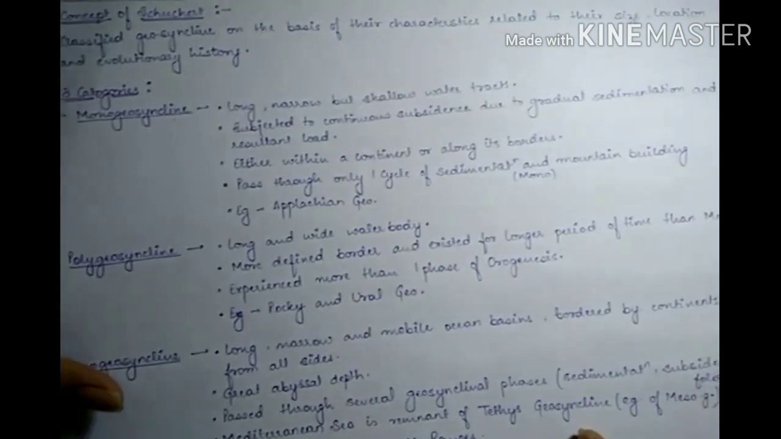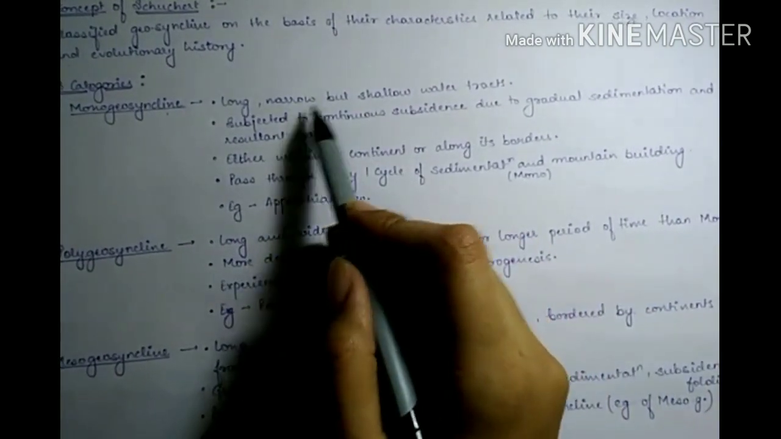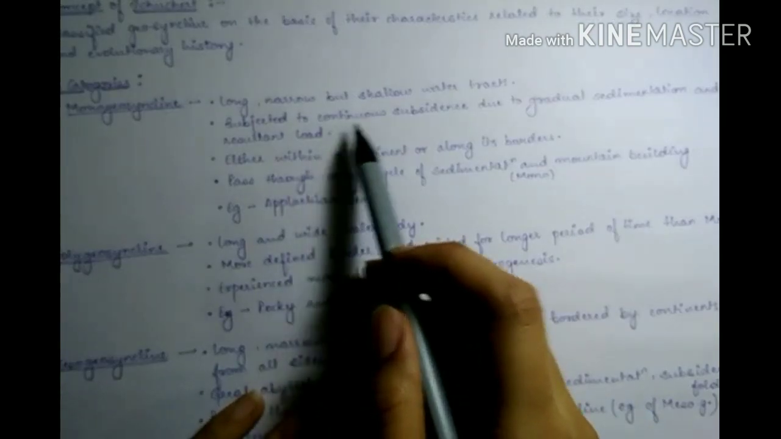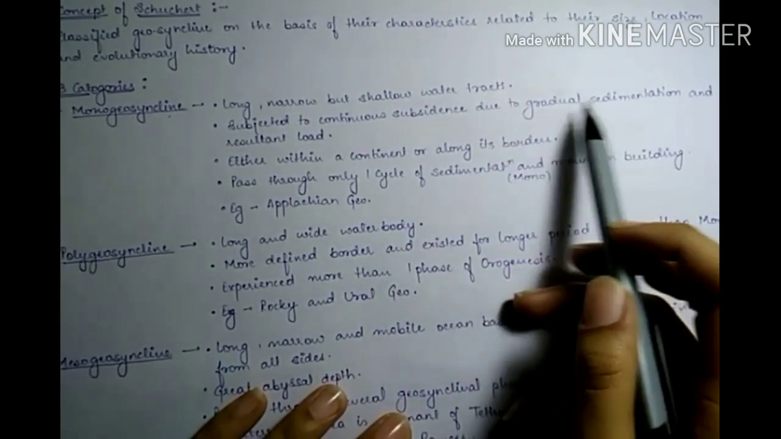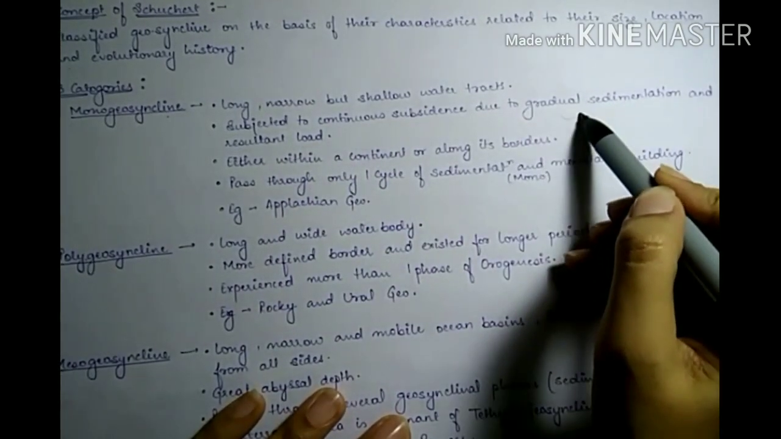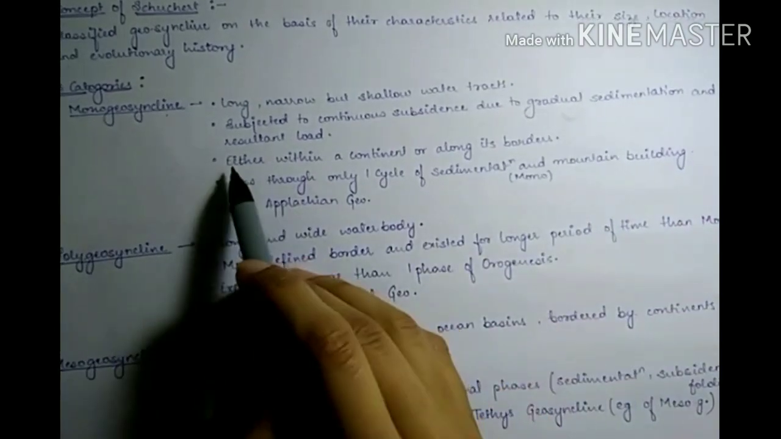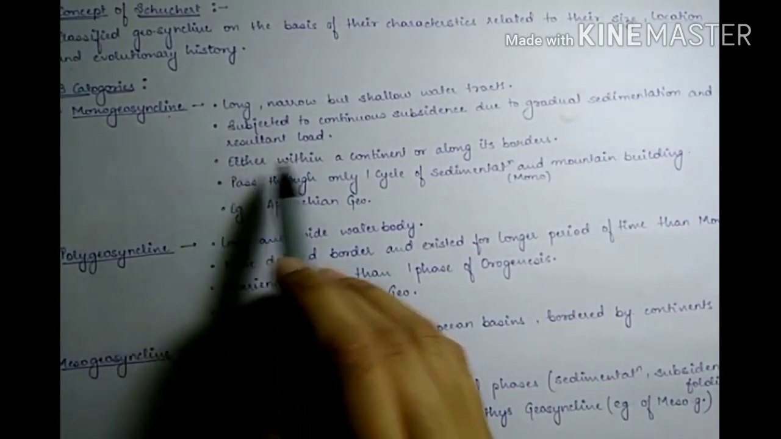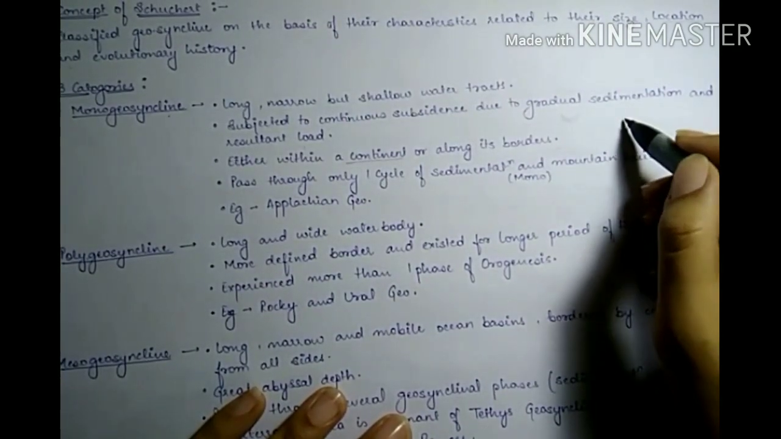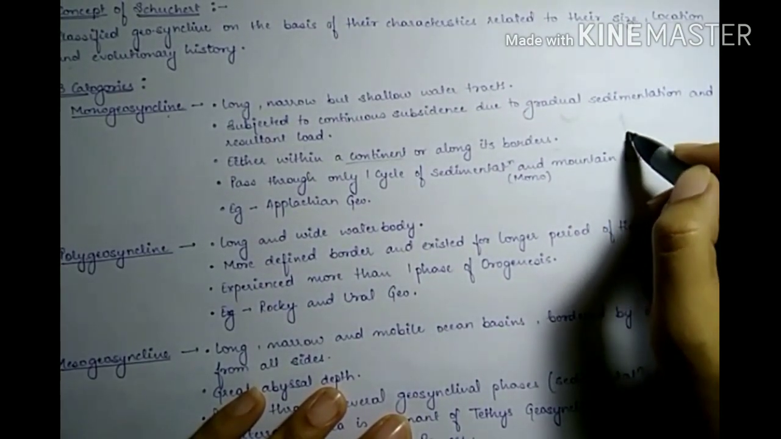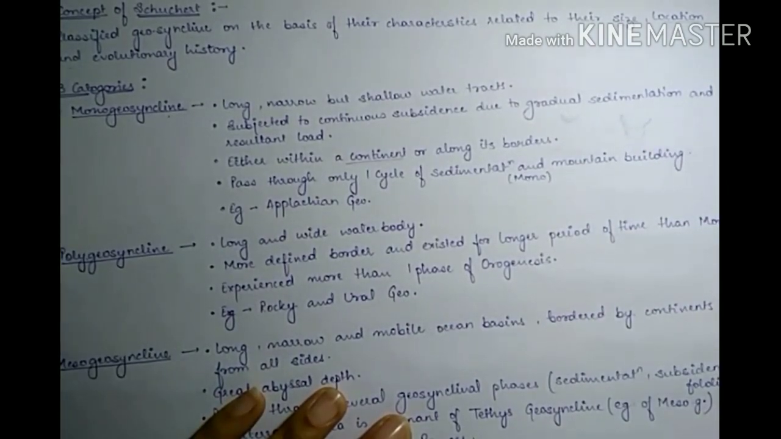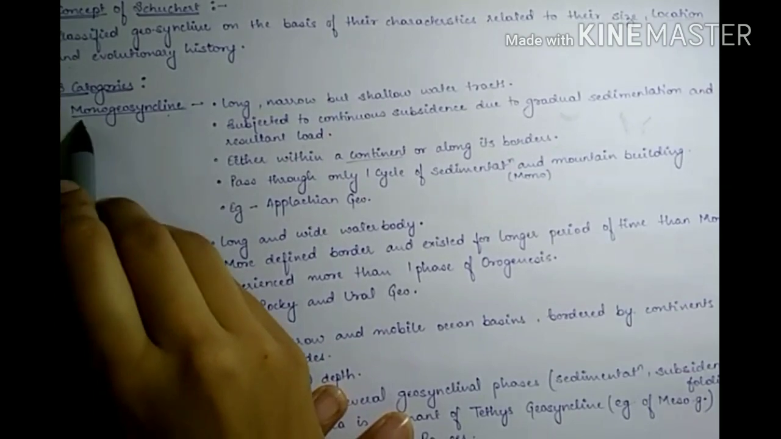So monogeosynclines, they were long, narrow, but shallow water tracts. They were subjected to continuous subsidence due to gradual sedimentation and resultant load. So they were continuously subsiding. They were either within continents or along the borders. So they are either inside the continent or along their borders, and they are called monogeosynclines.